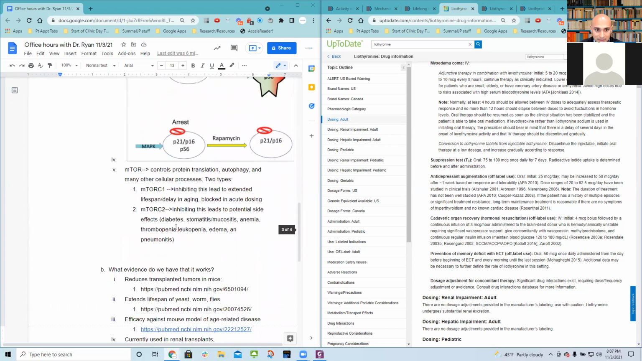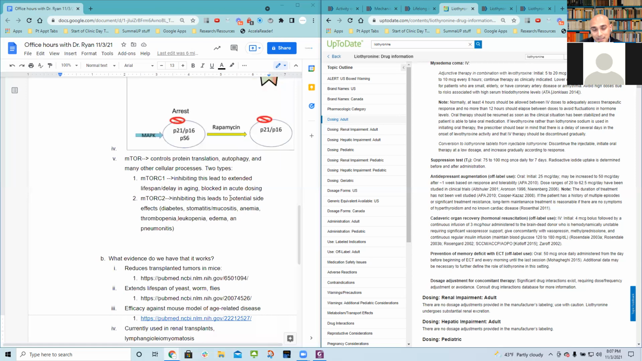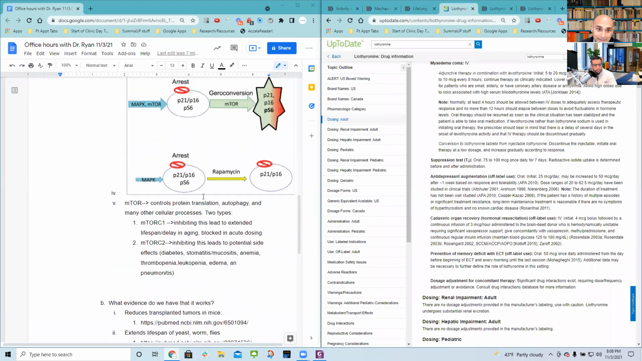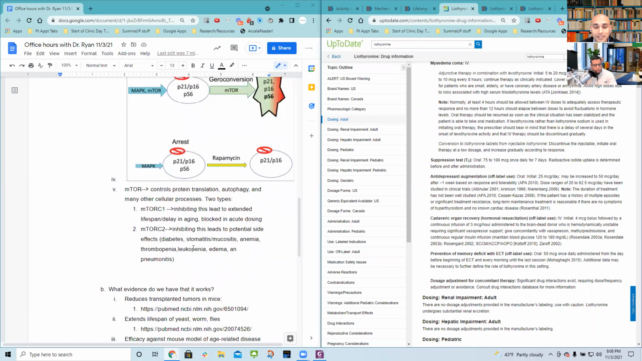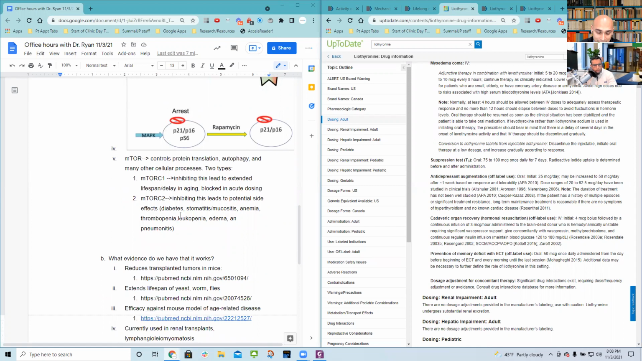And again, the main aspect of what mTOR really controls is protein translation and autophagy, where basically the cell can incorporate other aspects of other cells. By inhibiting one portion of mTOR, mTORC1, this seems to lead to extended lifespan and delay in aging, and this is what seems to be blocked with certain types of dosing of rapamycin. Now, rapamycin does have certain side effects, and we'll talk about those in a little bit. They seem to be associated with prolonged dosing at higher concentrations, and that's usually due to inhibition of the other type of mTOR, mTORC2. We'll talk about those side effects in just a little bit.